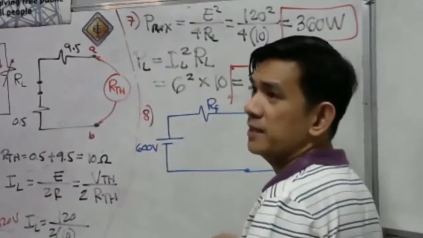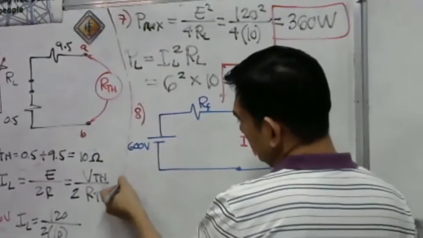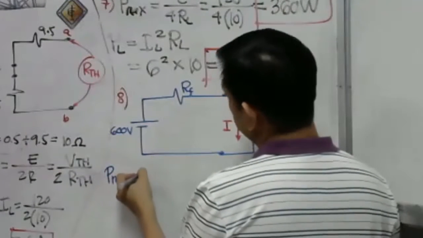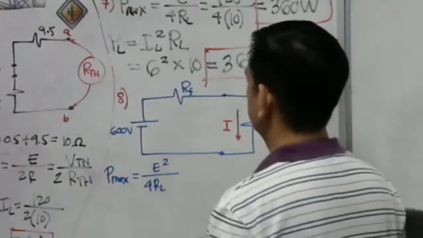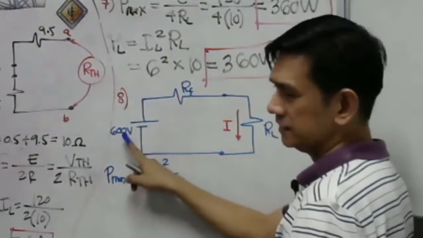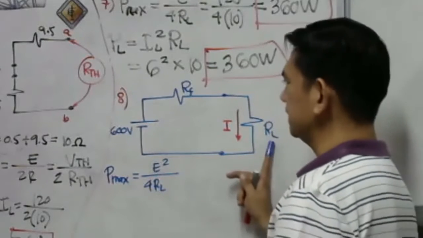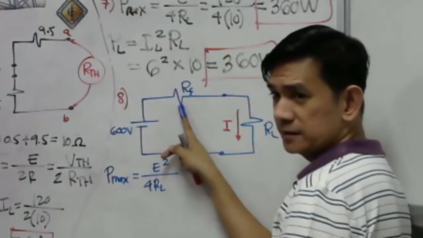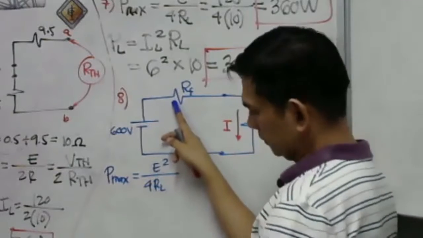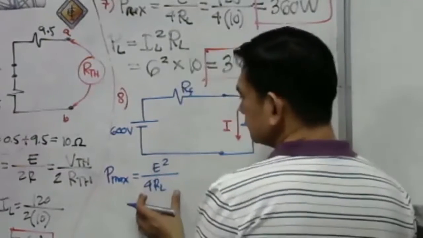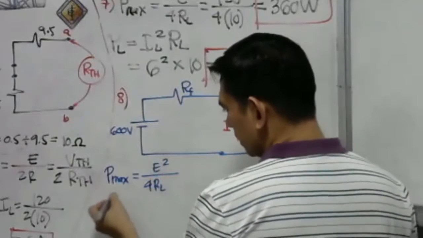Okay, the question here is the maximum power which can be transmitted. What is the P max? Again, the formula for P max is simply equal to E squared over 4 RL. Okay? We already have our E, which is 600 volts. What about our RL? We said that the output resistance is equal to the input resistance. Okay? The load resistance is equal to the input resistance. Let us have first our RF. So how to get our RF?